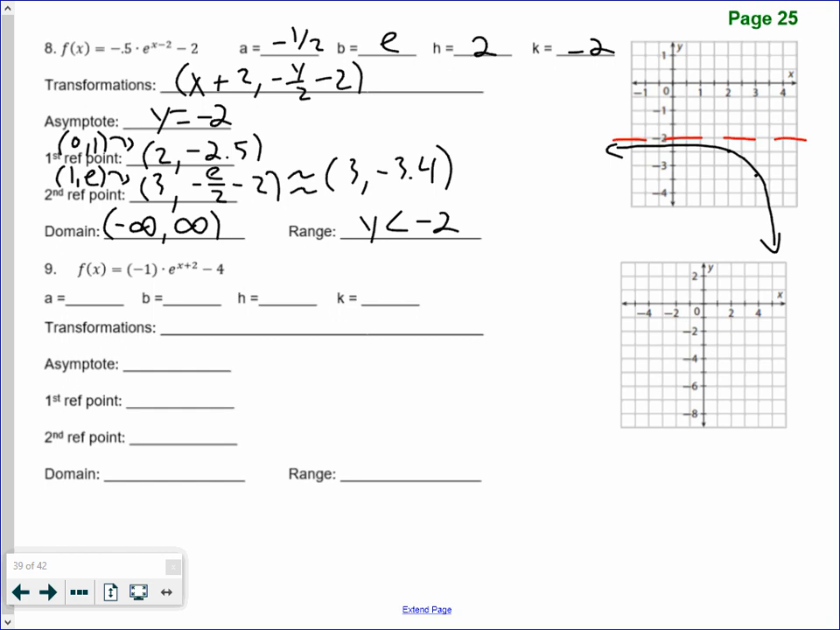Number 9, I'll leave for you guys to do on your own. The completed key, like I said before, is going to be on Canvas, so it should be there if you want to double check your work.